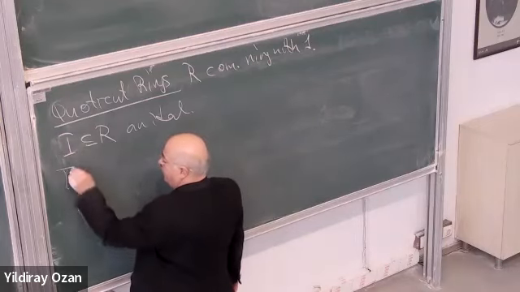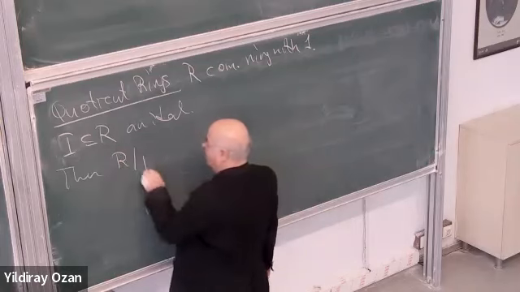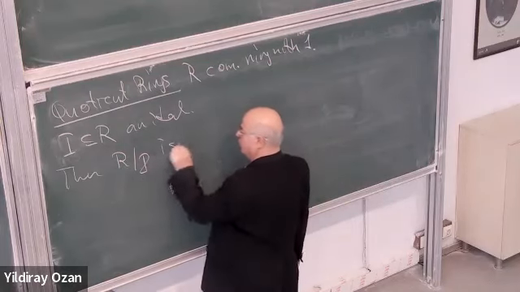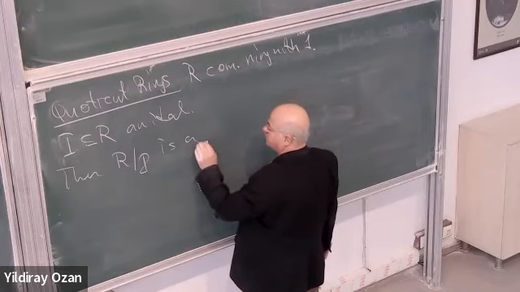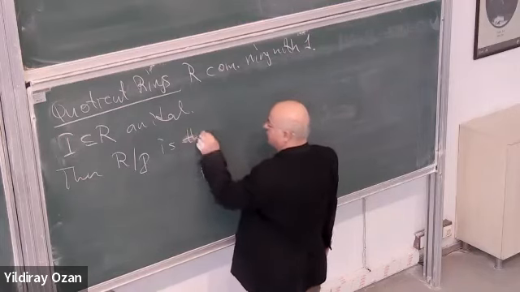Then we may consider the quotient ring. So this is the quotient ring.